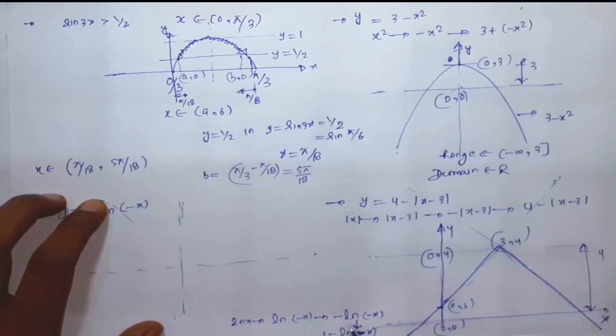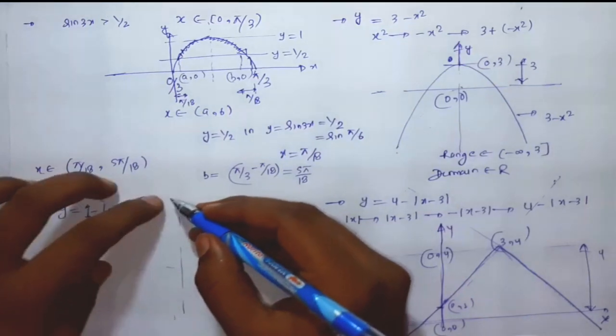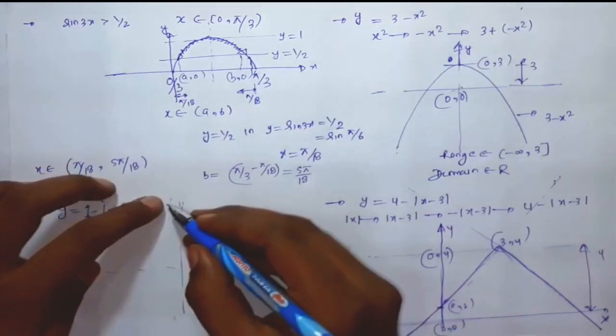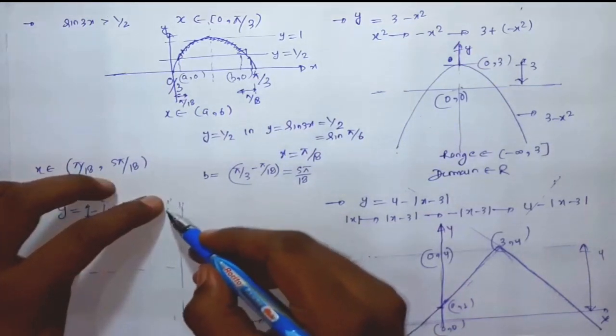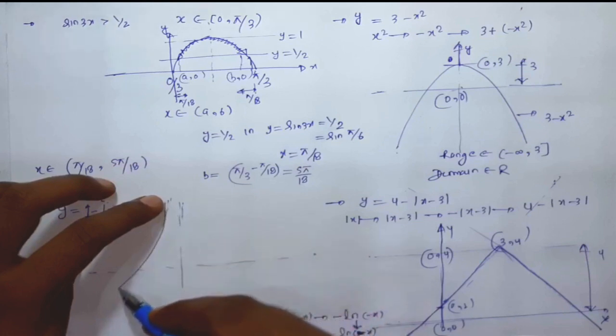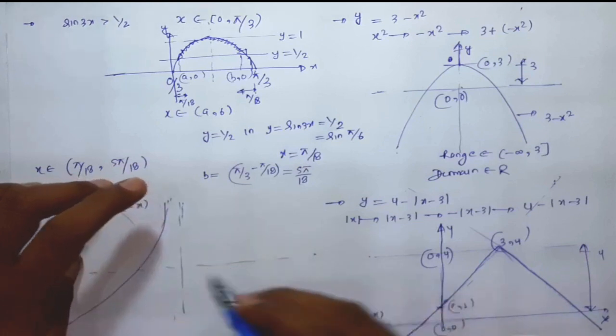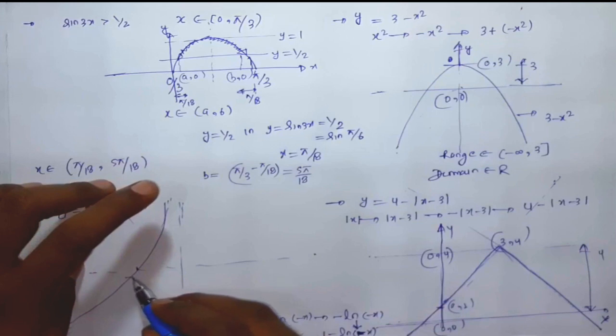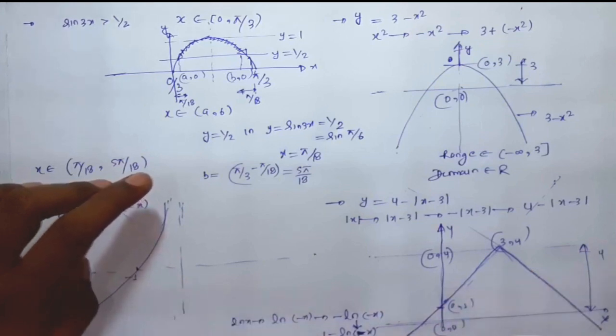So the graph will be like this. This is the graph, this is minus 1. Now we are going to add 1.